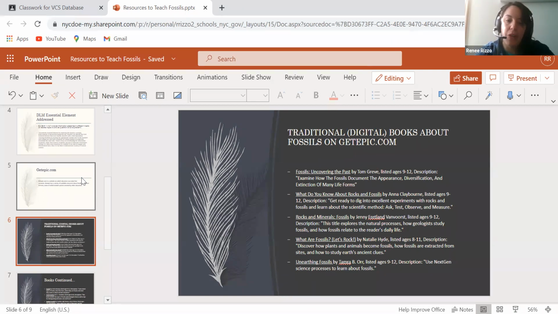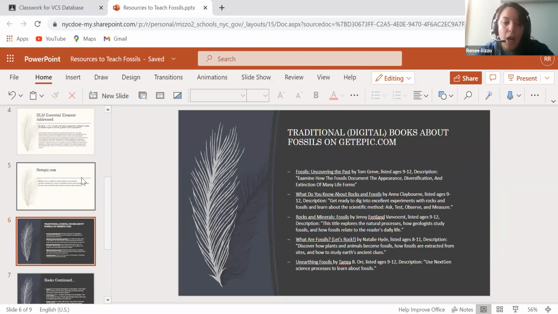Rocks and Minerals: Fossils by Jenny Fretland Van Vorst, listed ages 9 through 12. Description: This title explores the natural processes, how geologists study fossils, and how fossils relate to the reader's daily life. What Are Fossils? Let's Rock by Natalie Hyde, listed ages 8 through 11. Description: Discover how plants and animals become fossils, how fossils are extracted from sites, and how to study Earth's ancient clues.